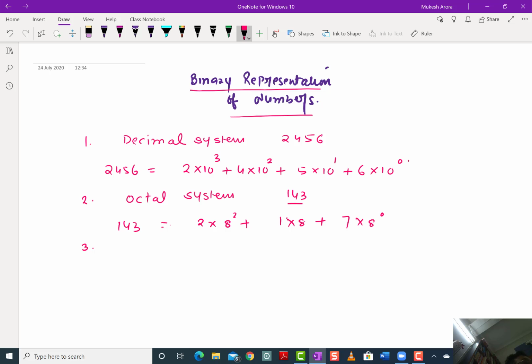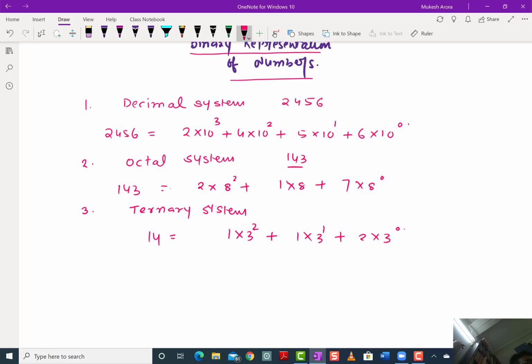Third is the ternary system. In this, the base is 3. 14 is equal to 1 into 3 raised to the power 2 plus 1 into 3 raised to the power 1 plus 2 into 3 raised to the power 0.